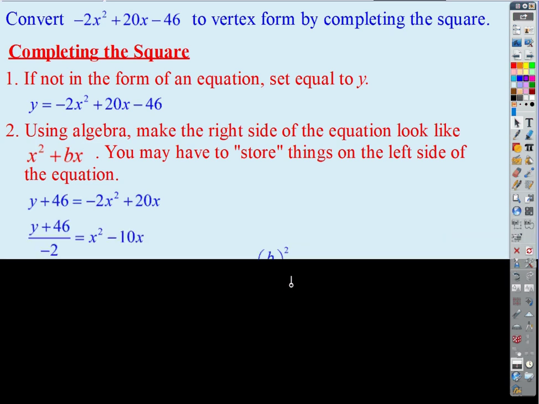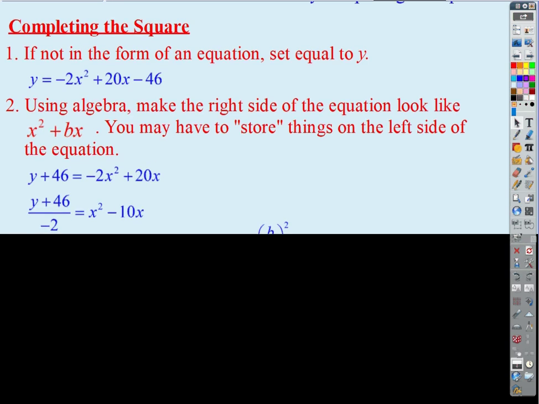And what's that going to do? On the right side, when we divide the first term by -2, it gets rid of the -2. Positive 20x divided by -2 gives us -10x, right? And then on the other side, we'll just leave it. It looks complicated, but that's all right. We're just storing stuff over there anyway.